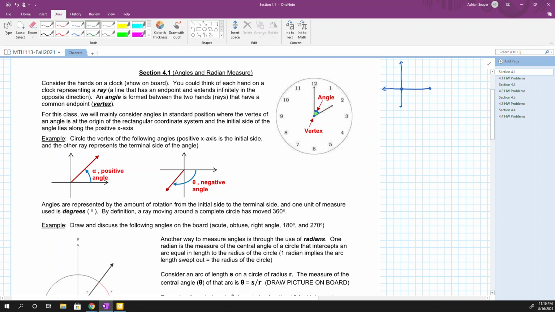So that's going to be the vertex, and the initial side of our angle is going to lie on the x-axis in the positive direction. That's going to be the initial side of all of our angles as we consider them.